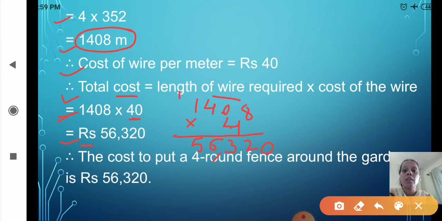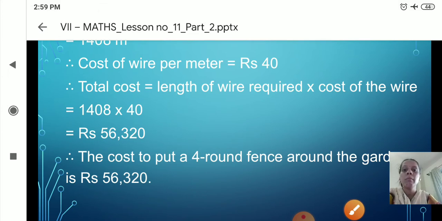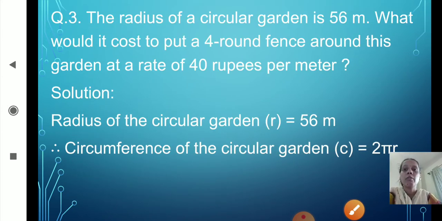Okay, once again we will revise this sum. Question number 3. In the question, the radius of the circular garden is given, that is 56 meter. You will find out the cost to put a 4 round fencing around this garden at a rate of 40 rupees per meter. So first we will find out the circumference, because the circumference of a circle is equal to 1 round fencing. Once you get the circumference, you will multiply that circumference by 4. How will you find the circumference? The formula is 2 pi r, because the radius is given.